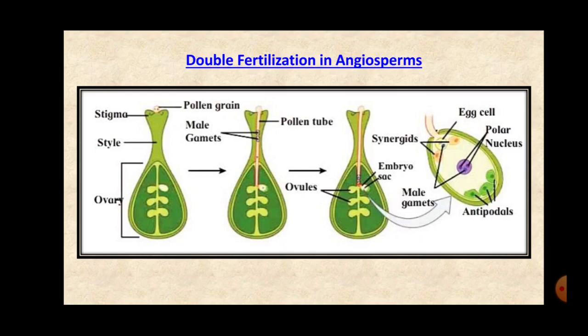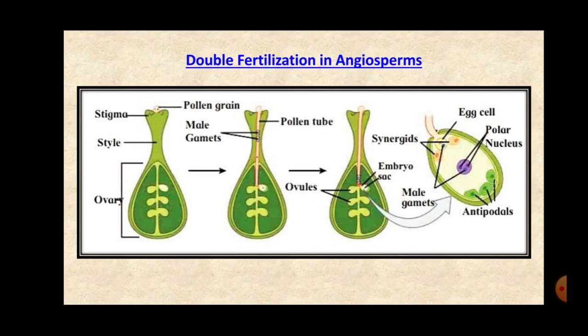Now the very first picture is the structure of the pistil or the carpel. As I said, the uppermost part is stigma, second tubular structure is style, and the basal swollen part is called the ovary, and inside the ovary the ovules are present. Now you can see pollen grain on the stigma. So before the fertilization the pollination takes place. It can be self-pollination, it can be cross-pollination.